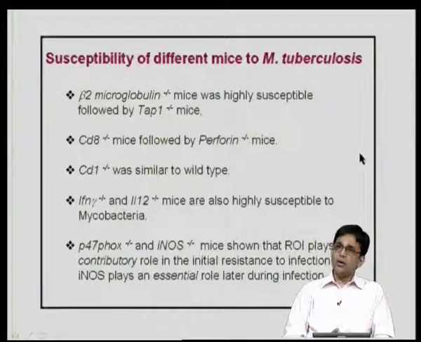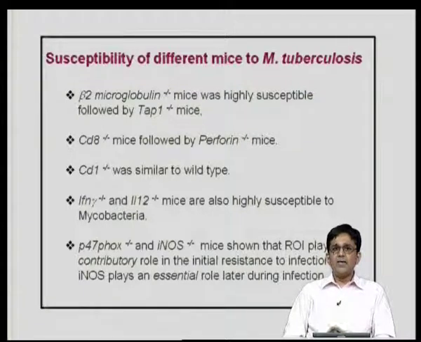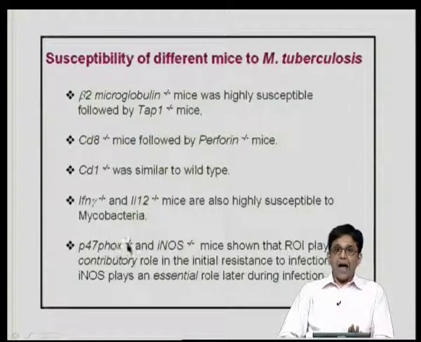Now, what about some other host responses? What has been discussed previously is that interferon gamma and IL-12 are important in determining susceptibility to mycobacteria. This we have covered previously, because these molecules are important in that sense. Now, we also talked about the P47 phox, which is a component of the NADPH oxidase, and NOS2, which is important in production of nitric oxide synthase, which will result in production of nitric oxide. What has been shown is that reactive oxygen intermediates play a contributory role, but NOS2 plays an essential role in the later part of the infection.